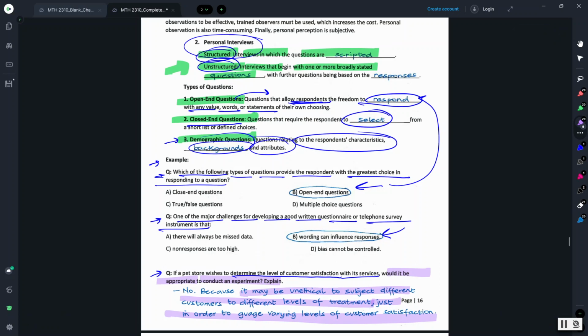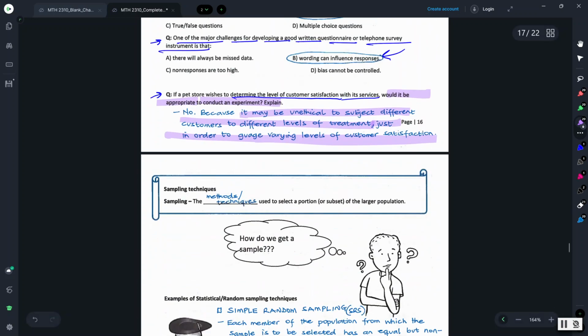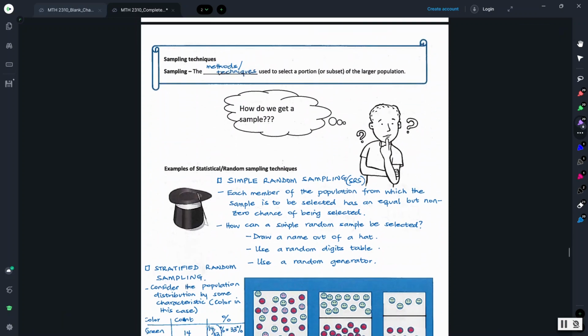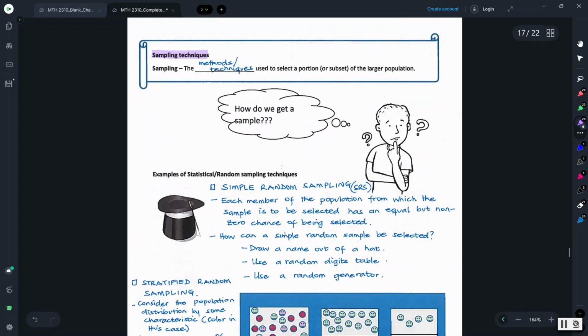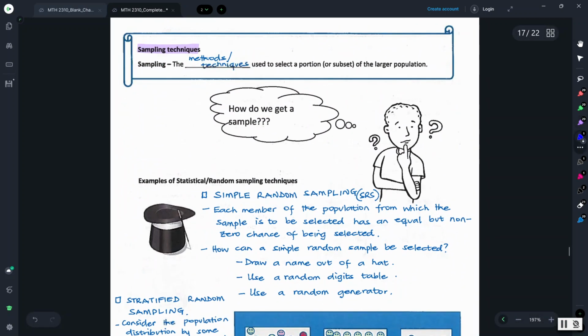Now that we understand the different sources or methods from which data can be collected, we are now ready to look at sampling techniques. Remember that in an earlier video, we talked about how when we want to study a population, we can take a sample out of that population.